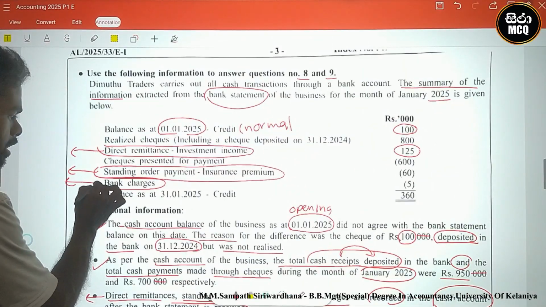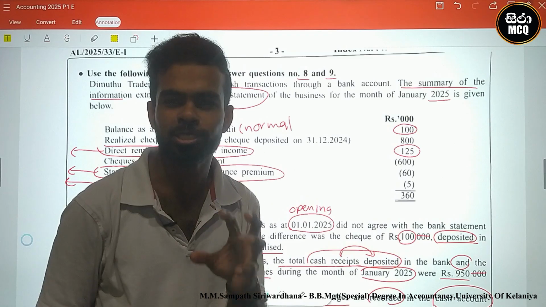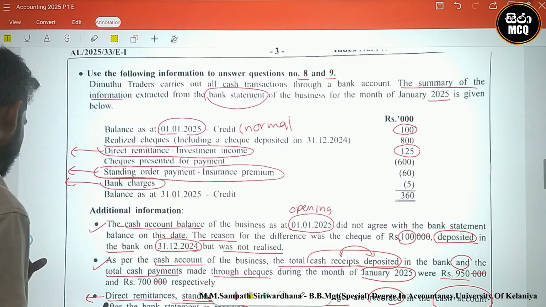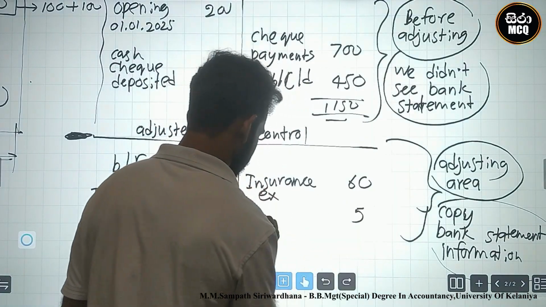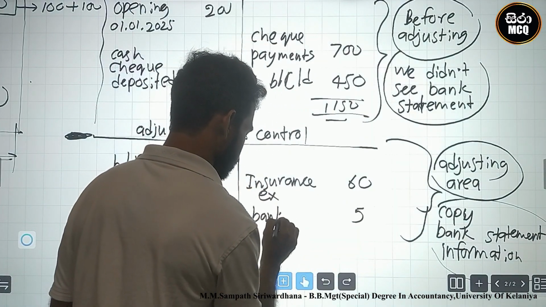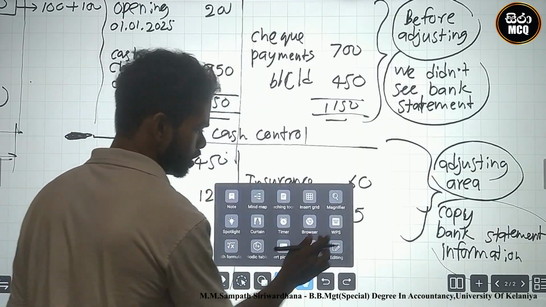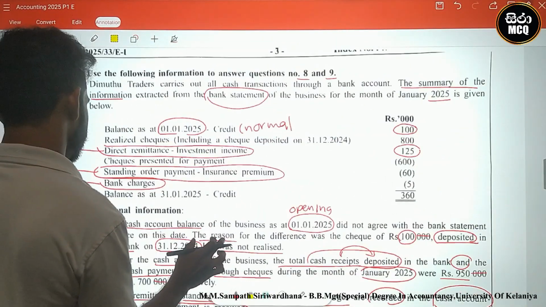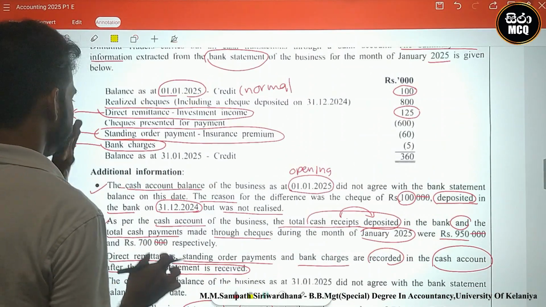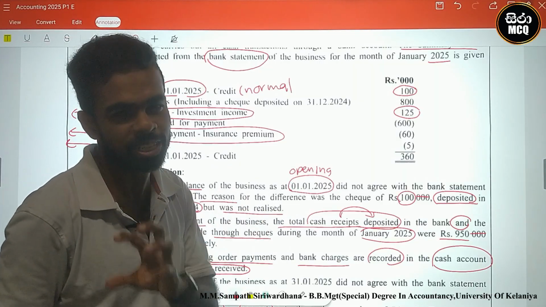The other one is bank charges. Bank charges 5 should be credit. Why? There is a decrease of cash control. 5, credit it. 5, credit. Bank charges. Okay, let's see the next one. Okay, there are 3 items. 3 items must be included to adjusted cash control account.